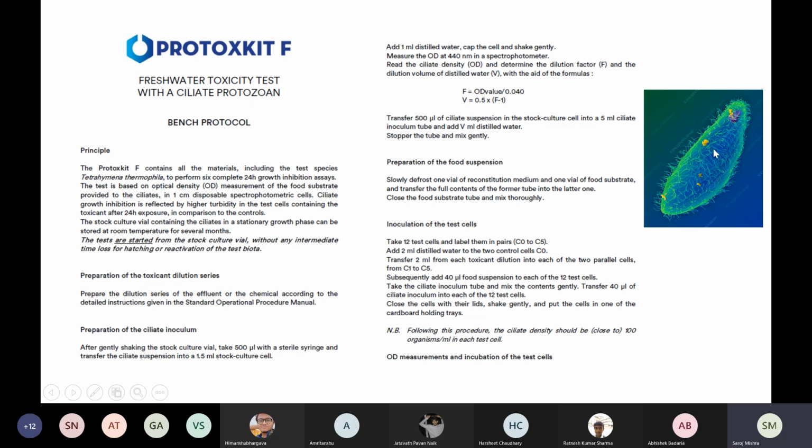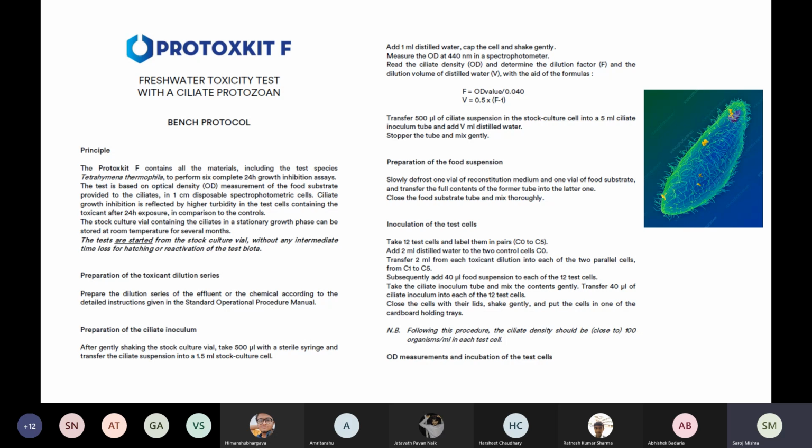Here you are not enumerating these particular microbes. Rather, you are measuring a decrease in the optical density at 440 nanometer, which is an indication of the fact that the protozoa are growing and consuming the food. That is why the OD440 value is going down. So is that clear?